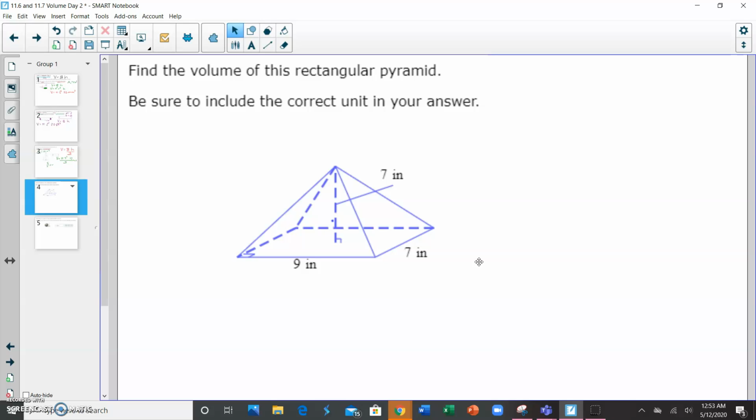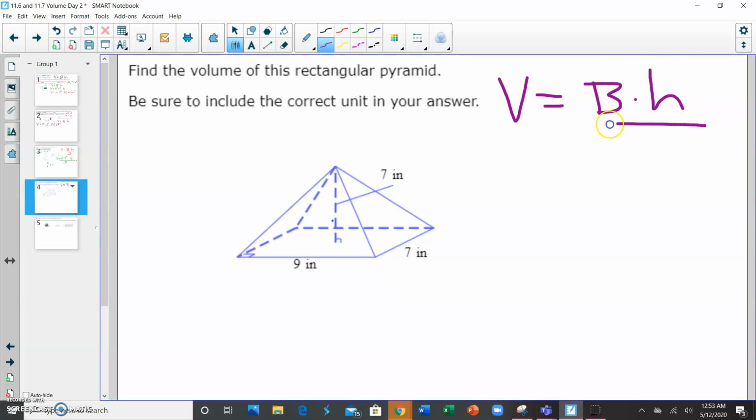And once again, if I flipped that pyramid upside down and filled it with water, I could fit 3 pyramids into one prism. That works out nicely because it makes it easy. It's the same formula as a cone. It's the area of the base times the height. So we're simply going to divide by 3 because 3 pyramids fit inside one prism.